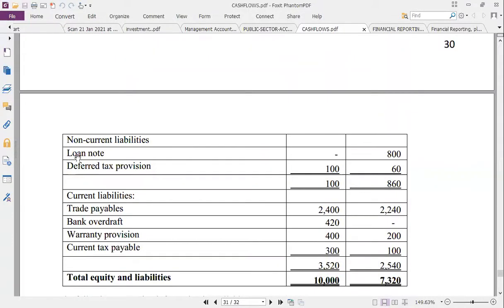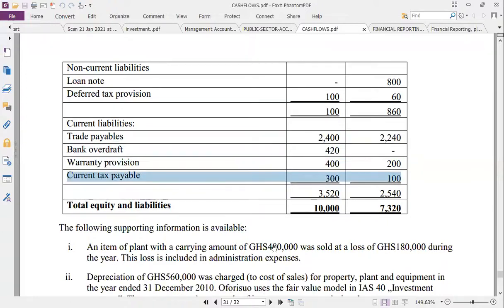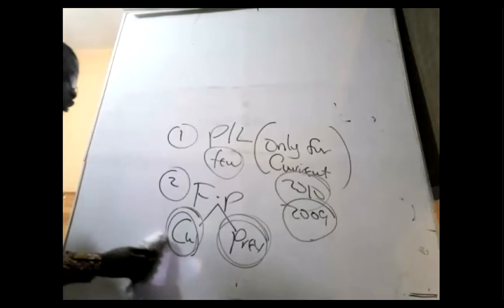Now, they paid. I started seeing that retained earnings. They paid all. At the end of the day, it becomes an outflow. If there's tax, we need to calculate tax paid. Trade payables, we use that one to calculate the change in working capital. Bank overdraft, cash and cash equivalents, warranty provision, and the current tax payable. And let's start the actual game. Okay, so now let's actually provide the solution to this.